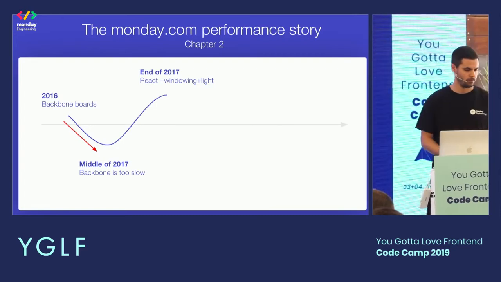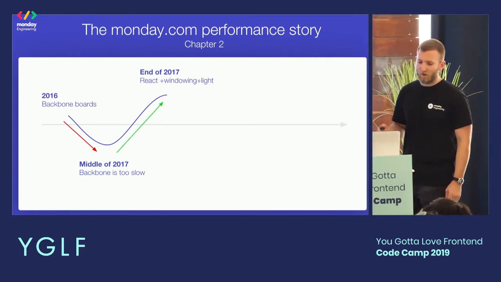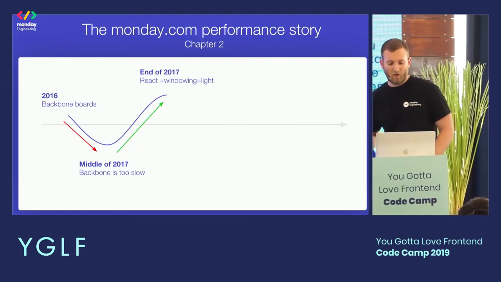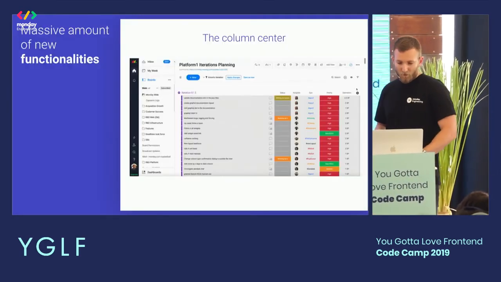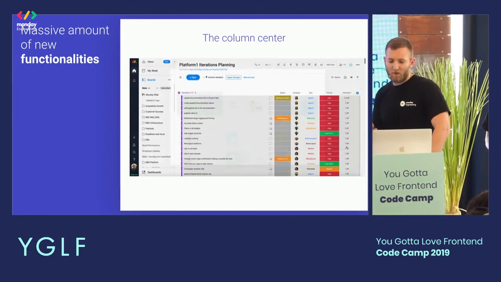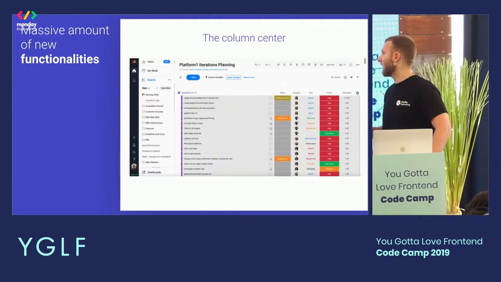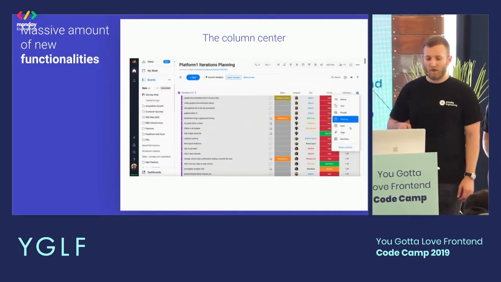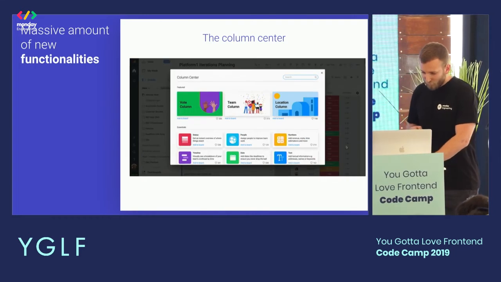So, as Leo said, we implemented the React boards, and then we added windowing and light components, and the performance was good. And then we added a lot of new functionalities to the board. For example, let's take a look at the column center, the new column center that we have added. Now the users can add a lot of new columns that we didn't have before.